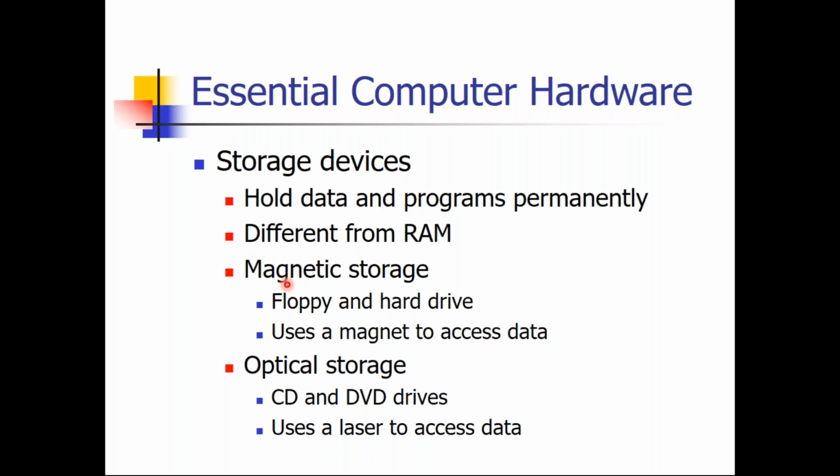Storage devices are of a magnetic storage type, and the examples are floppy disks and hard drives. You might not know what a floppy disk actually is, and the hard drive you might be knowing. We will see images in the coming slides so that you can understand what they are. It uses a magnet to access the data.